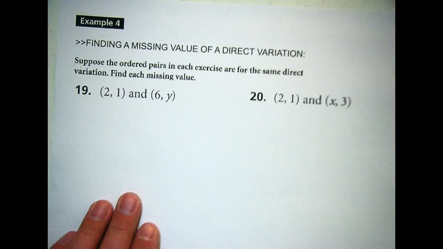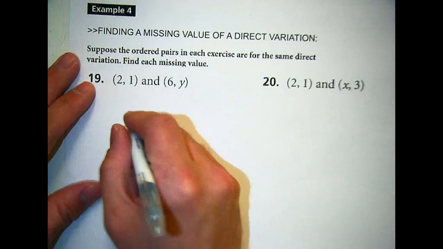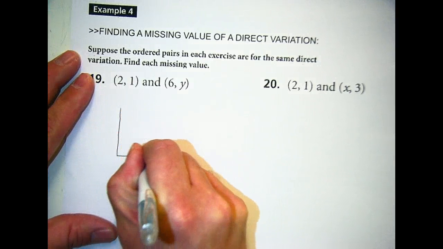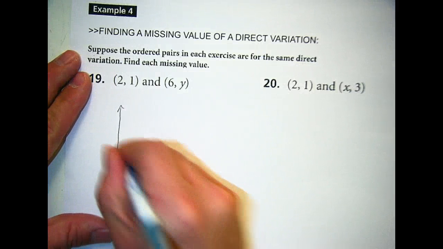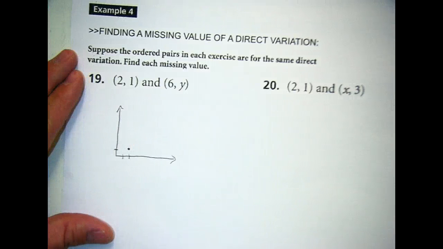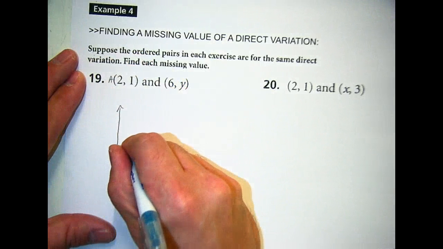All right, so finding a missing value of a direct variation. This one says, suppose that the ordered pairs in an exercise are for the same direct variation, find the missing value. Well, let's think of it like this. If I have a direct variation, you don't have to copy this down if you don't want, but I'm going to draw an xy and plot the ordered pair 2, 1. That's the one I know for sure. Everyone with me? We're going to call that point A.